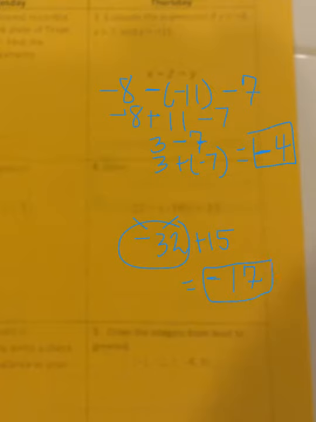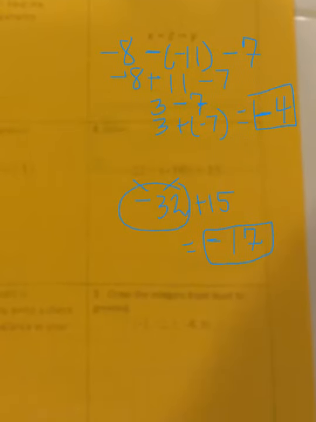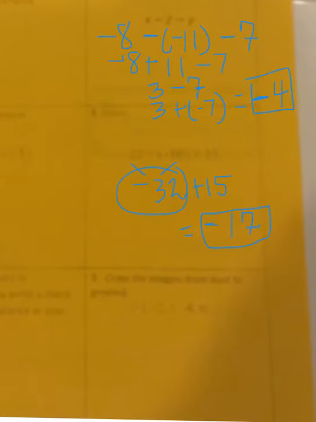Last problem on the front side, order the integers from least to greatest. So the smallest would be the most negative, and then going up to the most positive. So the least in this group is negative 8, then negative 3, then negative 2, then 0, and then 1.